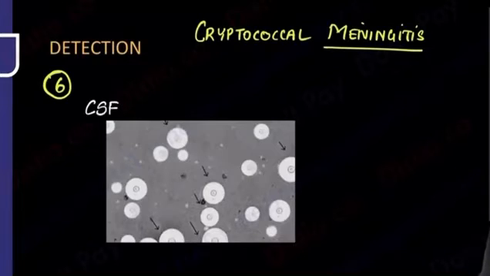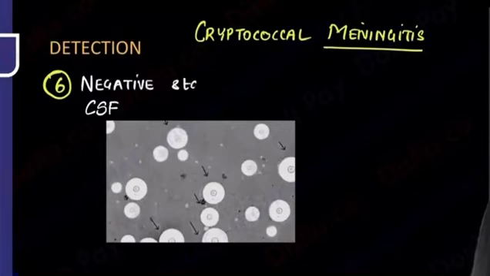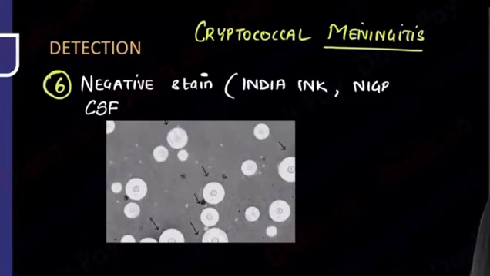Now, when I talk about a CSF sample, the stain that I'm going to put is a negative stain. First, let me give you examples of it. Negative stain is going to be what? It's India ink and nigrosin. There's a stain called India ink and there's a stain called nigrosin. What do you need to know about these? Why did I call them negative?